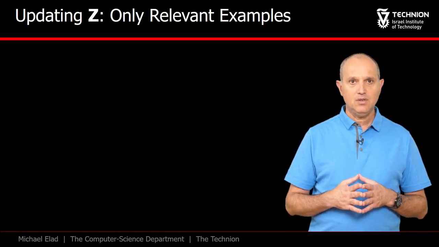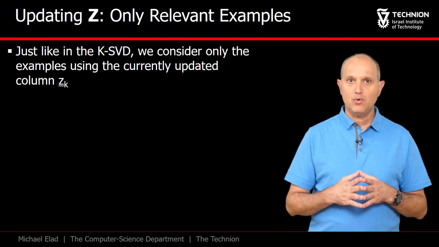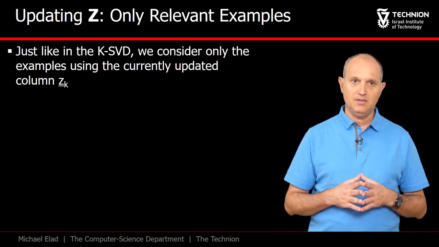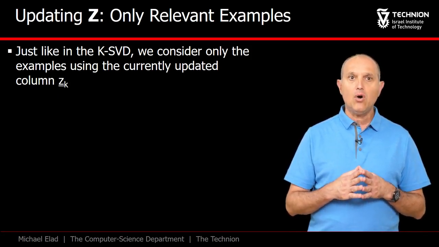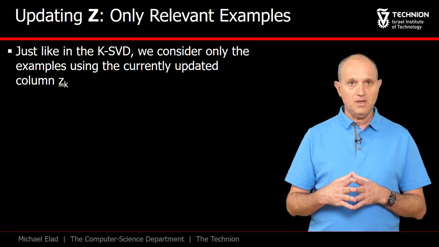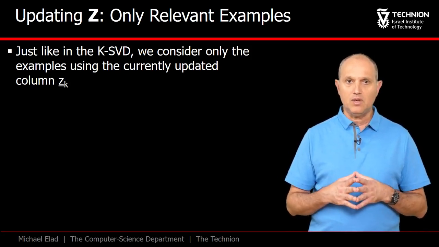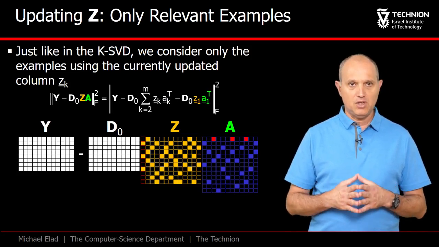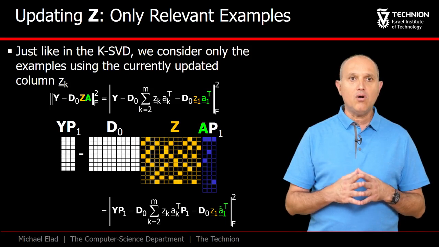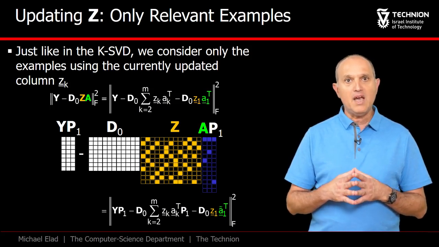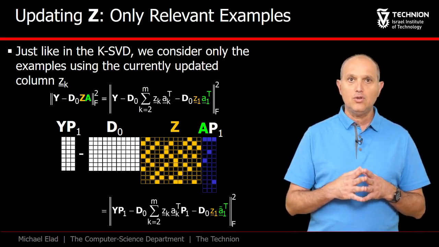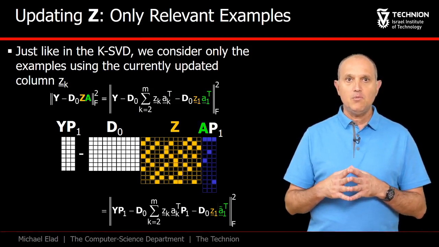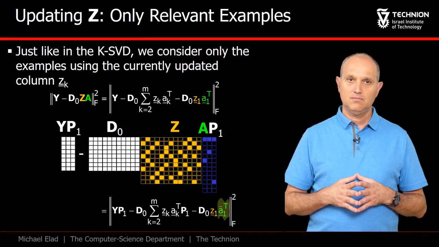As in the KSVD, we have an issue with the first row of A, since it contains many zeros that should not be modified. We handle this matter by allowing only the examples using Z1 to participate in the update of Z1. Graphically, if this is the full expression for the representation error, then we remove all the columns from both Y and A that refer to examples not using Z1. Now, the first row in A is full, and we denote it as A1 tilde.